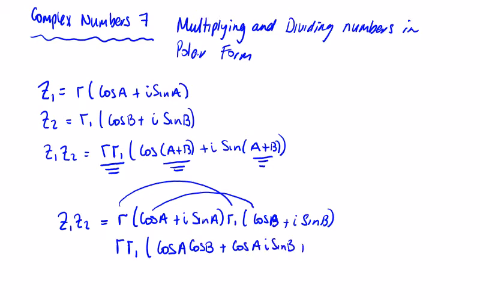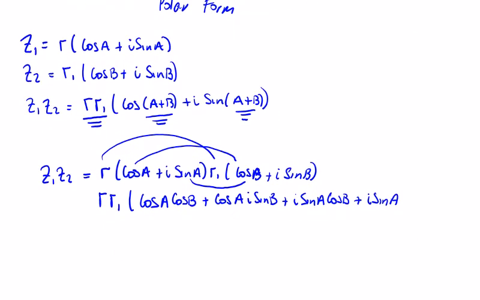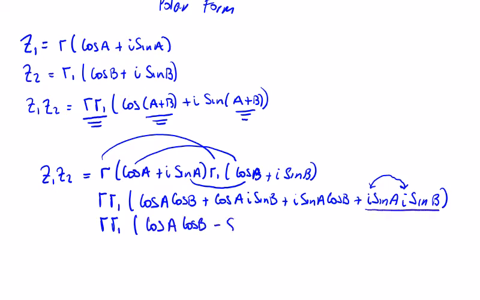And similarly, we multiply i sine a by cos b, and we multiply i sine a by i sine b. And you see here we have an i squared. So this is going to become a minus 1 times sine a sine b, or minus sine a sine b. So if we put the real parts together, we're going to get cos a cos b minus this guy, minus sine a sine b.